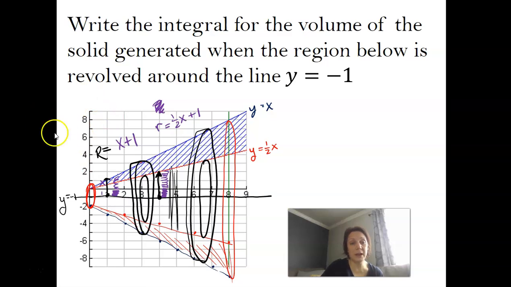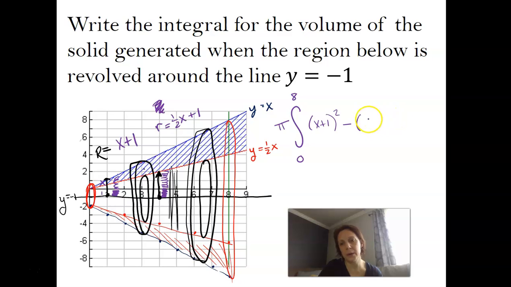Now that I have these two radii, I can very easily write my integral. They put this vertical line here at 8, so I know I'm stopping at 8. So from 0 to 8, I'm going to put my pi out front. I need larger radius squared, so outer radius squared, minus my inner radius squared, times the height dx.